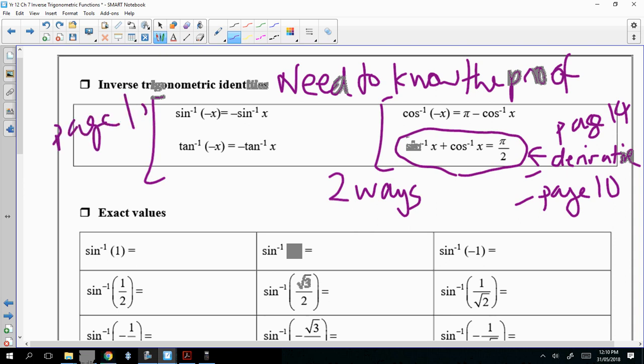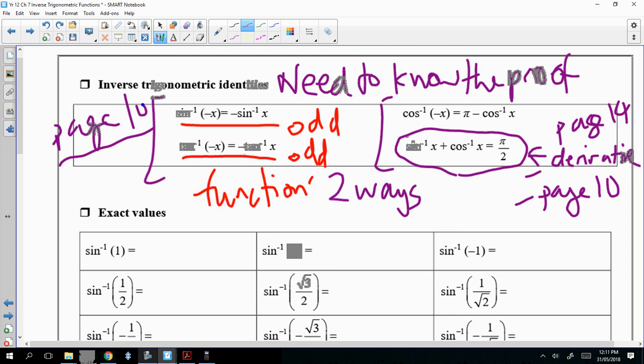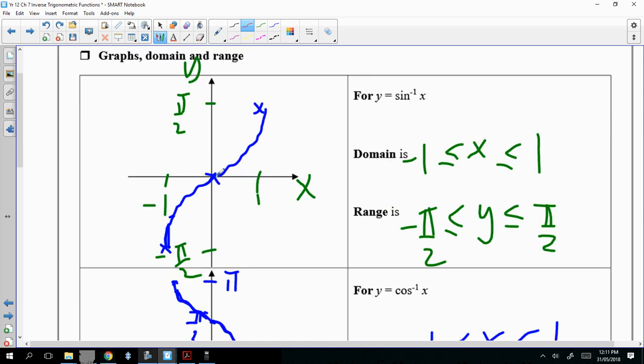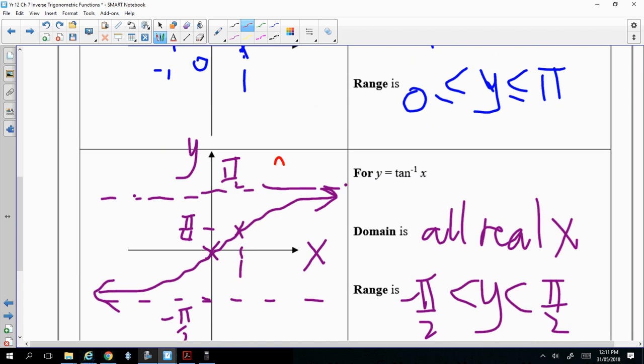Okay? Alright. Another thing you need to know is that these identities actually tell you these are odd functions. Now, if you quickly go back to the graph, you'll see that the function for sine inverse is an odd function, and this is an odd function. Whereas the cos inverse is neither odd nor even. Okay, this is neither. Okay, so we did that.